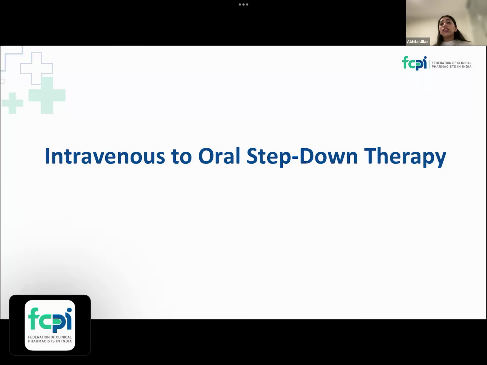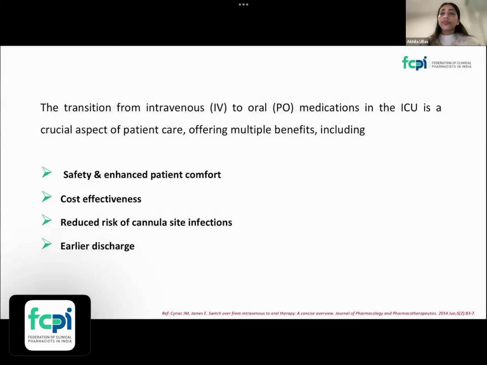And this is the conversion of intravenous to oral step down therapy. The transition from intravenous to oral medications in the ICU is a crucial aspect of patient care, offering multiple benefits, including safety and enhanced patient comfort, cost effectiveness, reduced risk of cannula site infections, and earlier discharge.